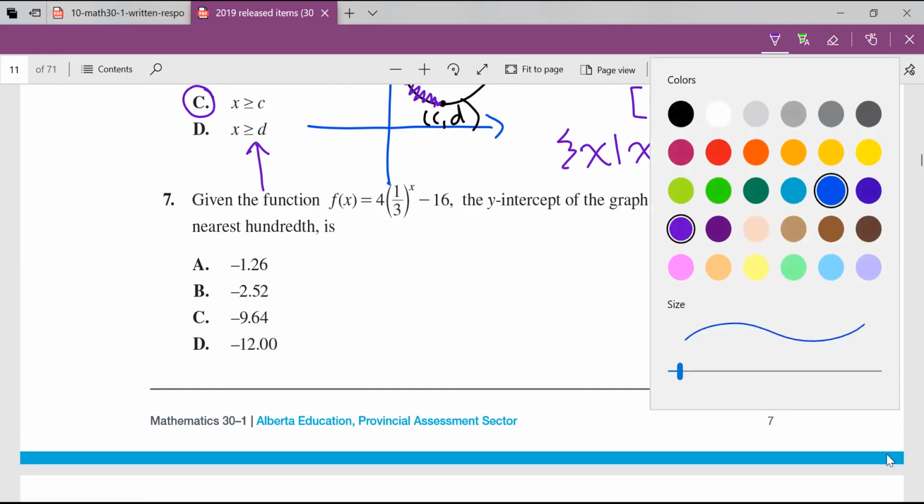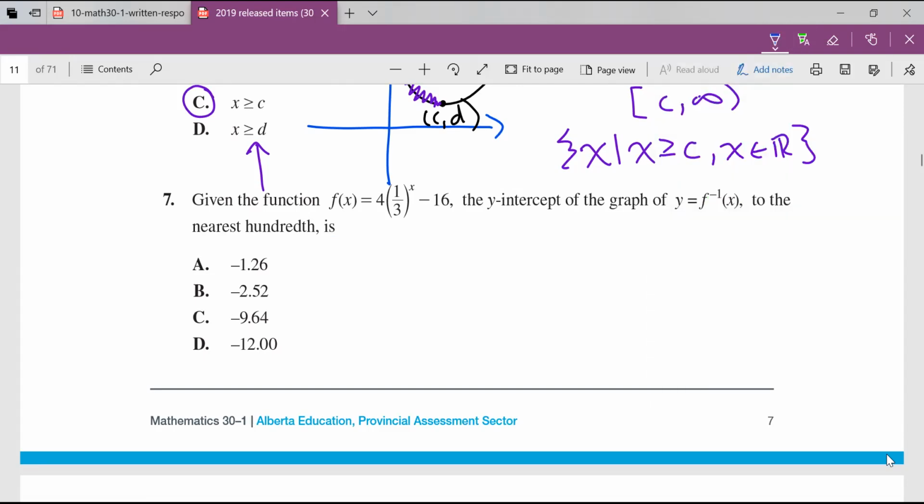All right, here we go again. Given the function f of x, some exponential, it says find the y-intercept on the inverse. Well, I don't want to find the equation of the inverse. What I'm going to say to myself is, if I want the y-intercept on the inverse, that's the same as finding the x-intercept on f of x. Well, how do I find the x-intercept on f of x? I simply let y equal 0. So I let y equal 0.